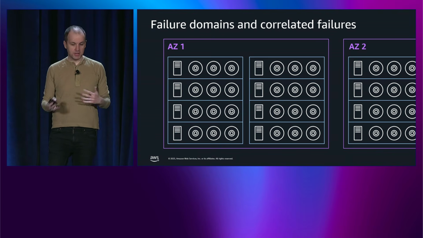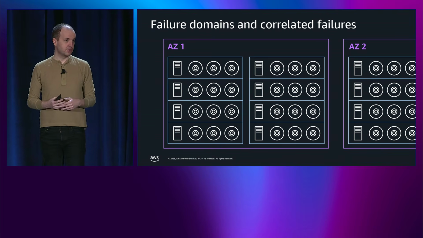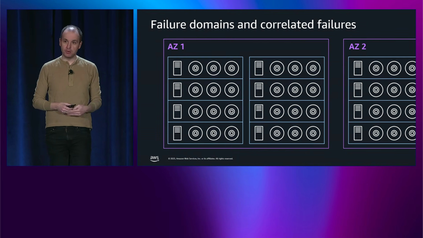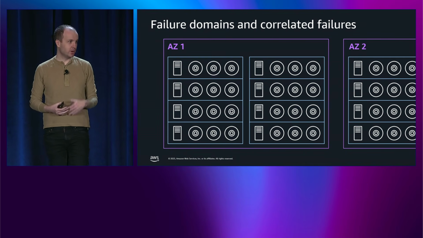Seth kind of showed you a version of this picture already. But here's a physical view of S3 at a super high level. We have multiple availability zones. Each of those availability zones has multiple racks of servers. Each of those servers has multiple hard drives in it. There's lots of different things in the system that can fail.